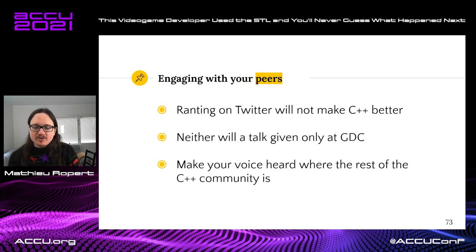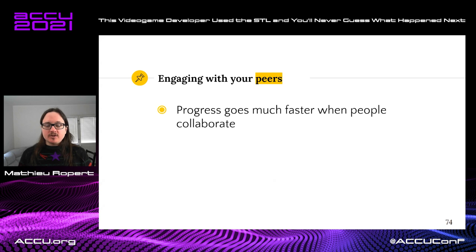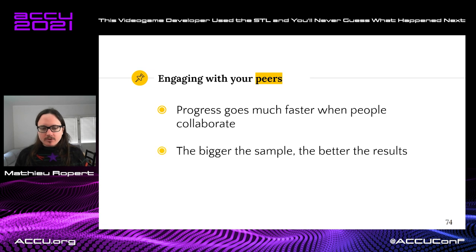And this is probably more a message for the people you talk to: your colleagues, friends, people you meet, meetup, conference, ISO study group. This is where you bring up the fact that you would need a better container. You also could go to your compiler implementer to tell them about an issue. It's better if people collaborate. We make much faster progress, and that's why, for example, I could look at the Maltstra work on another map and get some better results. And again, the bigger the sample, the better the results, right?